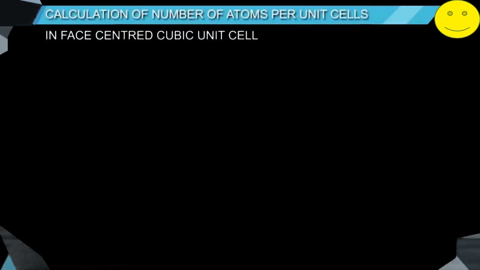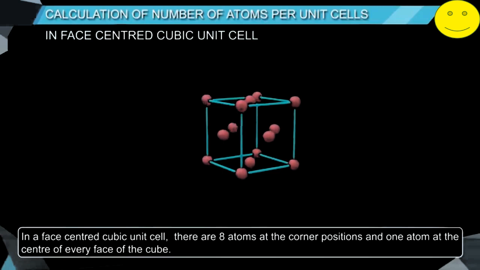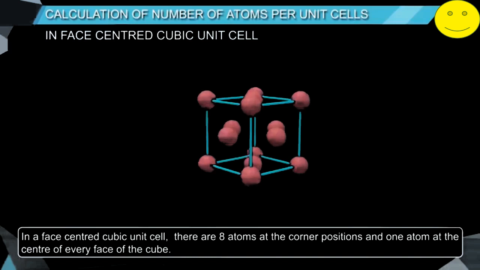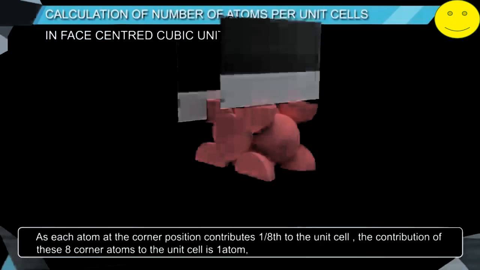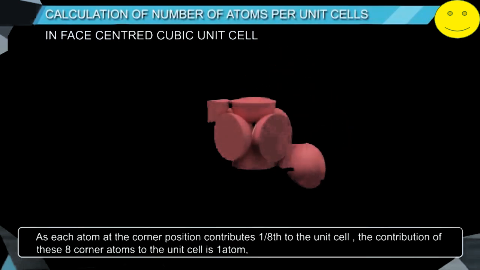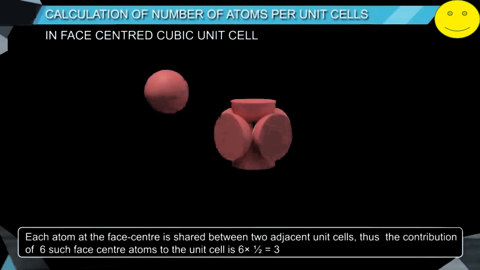Calculation of number of atoms per unit cell in face-centered cubic unit cell. In face-centered cubic unit cell, there are 8 atoms at the corner position and 1 atom at the center of every face of the cube. As each atom at the corner position contributes 1/8 of the unit cell, the contribution of these 8 corner atoms to the unit cell is 1 atom.